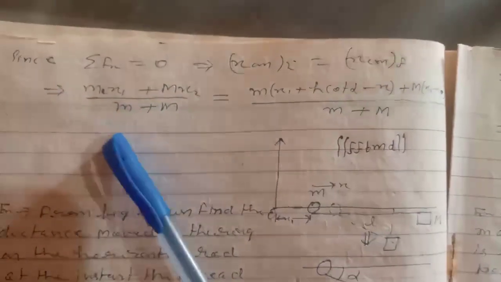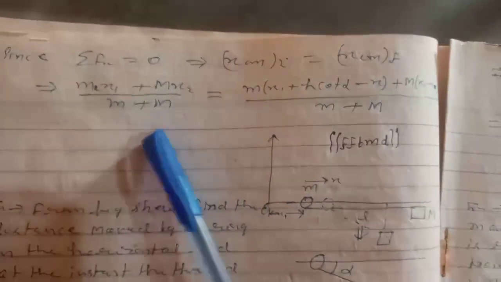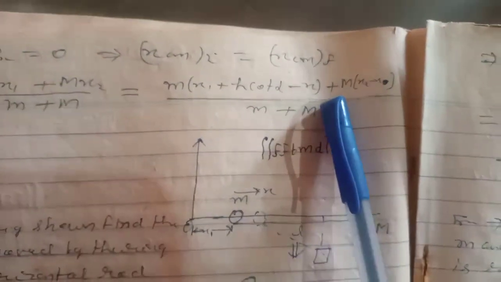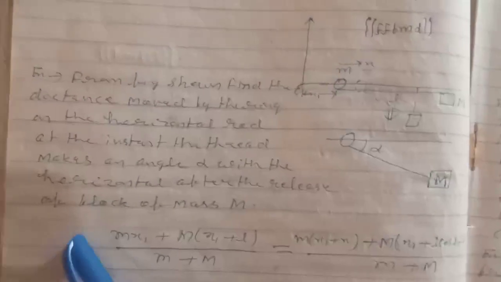So xcm initial should be xcm final. Since sigma Fx is equal to 0, this implies xcmi equals xcmf, or m x1 plus m x2 by m plus m equals m into x1 plus h cot alpha minus x, plus m into x1 minus x2 minus x, by m plus m. Following this, we get the desired result.